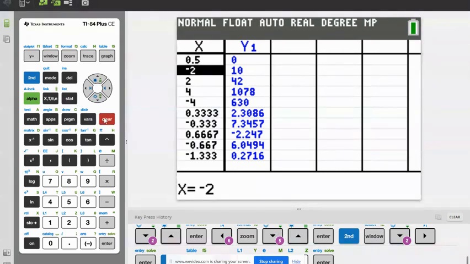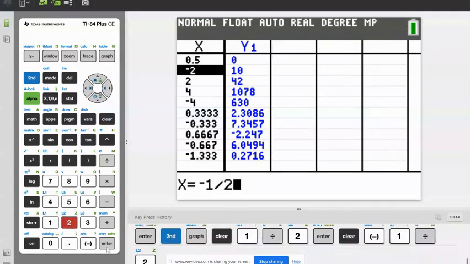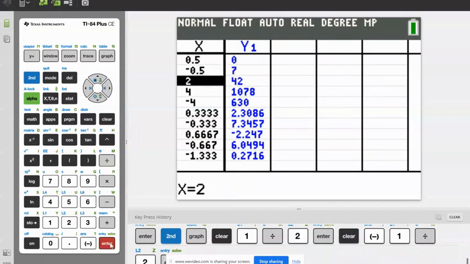The way you do negative a half, you don't press the minus sign. That will get you an error. Do you see how under the 3 there's that negative sign? We're going to press the negative sign, not the minus sign. So we're going to do negative 1 divided by 2, enter. When X is negative a half, Y is 7. Is that a 0? No. So let's keep going. So we got rid of the halves.